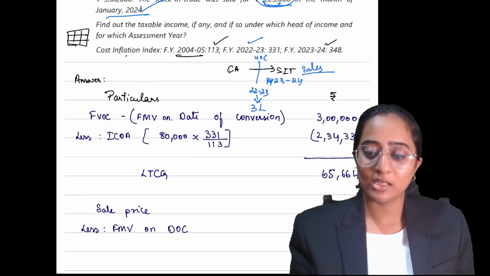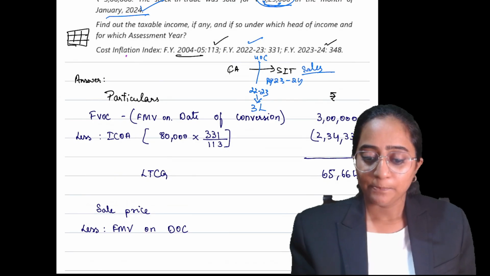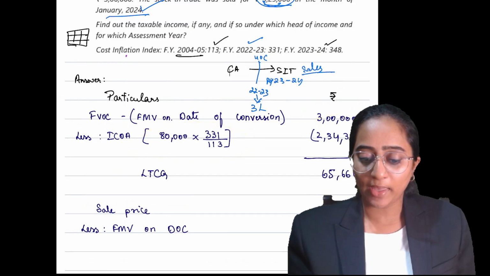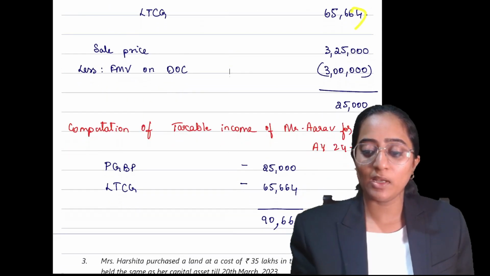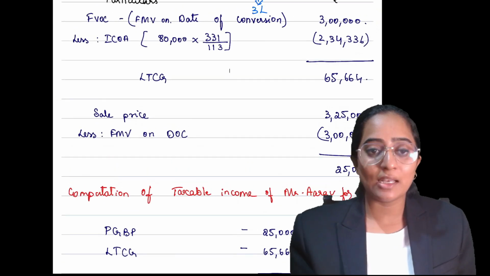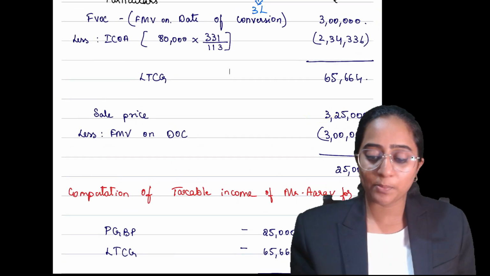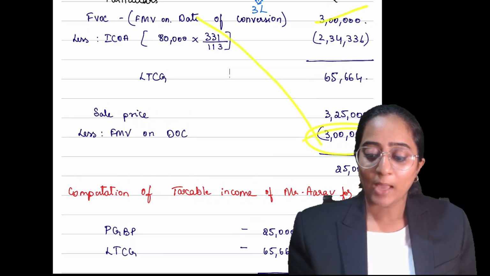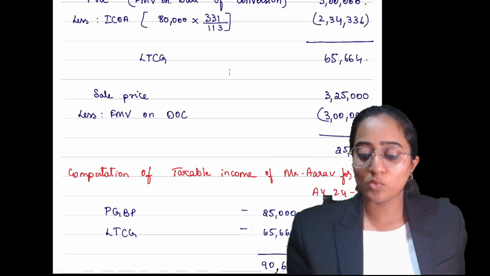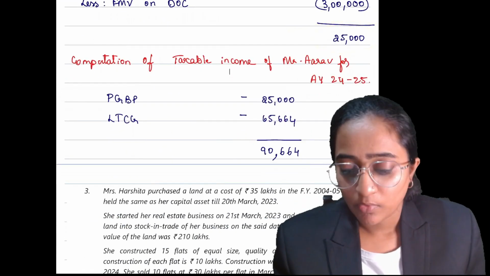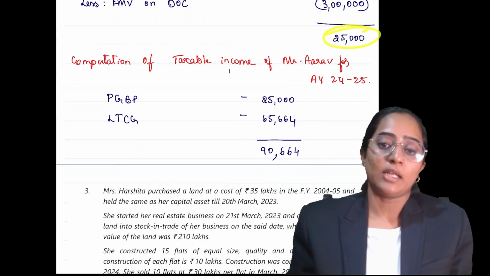Let's do this. See the solution very soon. See, as on the date of conversion, it was 3 lakh. I've done the indexed cost of acquisition. I've got the answer. This is my long-term capital gain, whatever I've calculated. The sale price is 3,25,000 for the purpose of PGBP. The fair market value is 3 lakh, which I've already considered over here. I'm not going to take that income twice. Only the excess of that amount, which I've already offered for tax, would be subject to taxation. That is 25,000.